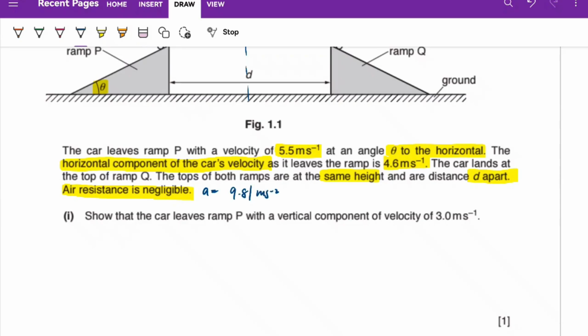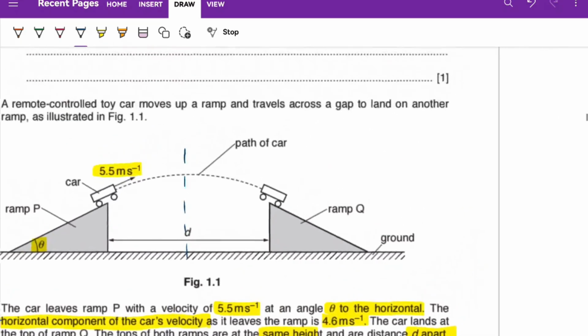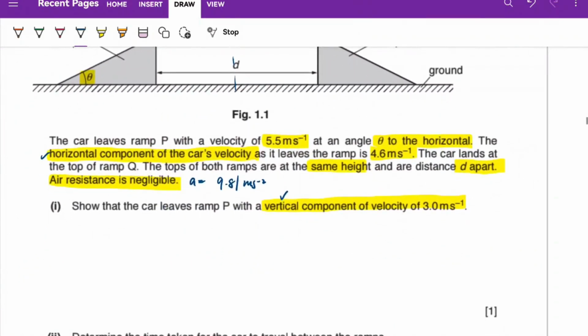Show that the car leaves ramp P with a vertical component of velocity of 3. Just now in the question they gave us the horizontal, now they want us to find the vertical. For this question there are actually two ways to solve it, but I would recommend the first way due to the marks allocated, and the first way would save you a lot of time. So let me show you the first way.